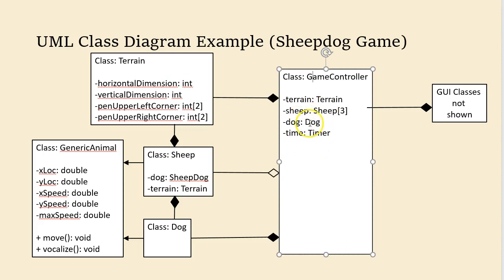We have 3 sheep, so I'm going to indicate that as an array of sheep of size 3. If I don't know how big it is, I'll put N there or just a blank set of brackets. Because I have multiple sheep, the diamond is not filled in. But because I have exactly 1 dog, I fill in the diamond. Because I have exactly 1 terrain, I fill in the terrain. So we're showing the has-a relationship. The game controller has terrain. The game controller has a dog. The game controller has sheep, multiple sheep.